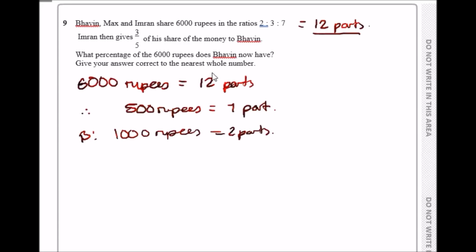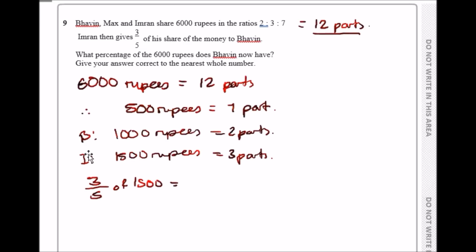Okay, so yeah, Bhavin has this much. So Imran has 3 times 500 rupees, so he has exactly 1,500 rupees right now at this moment in time. That equals 3 parts. He gives 3/5 of his money right now to Bhavin, so he's going to give 3/5 of 1,500. So what is 3/5 of 1,500?